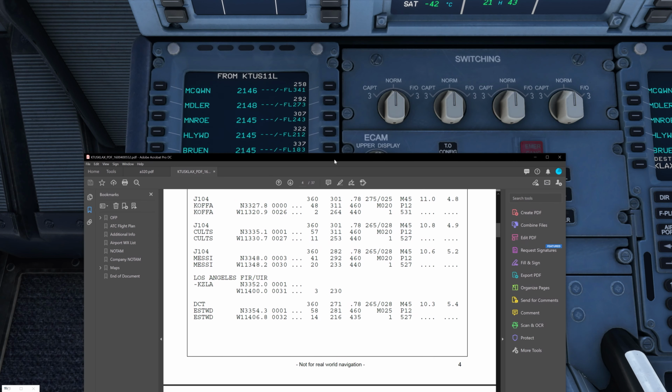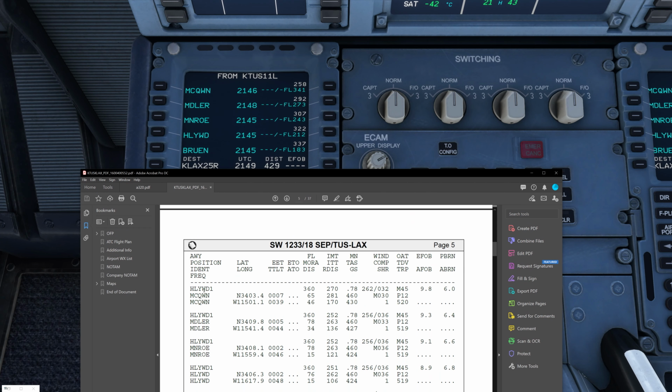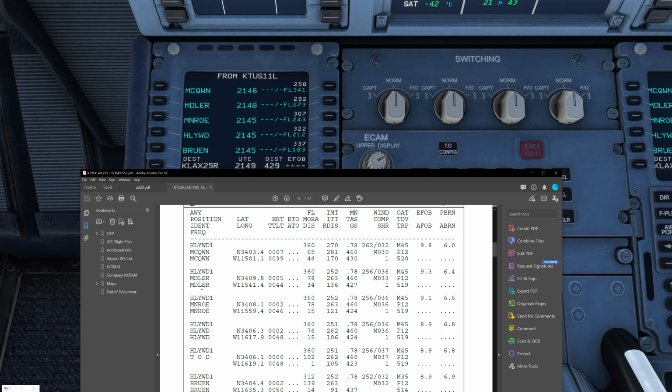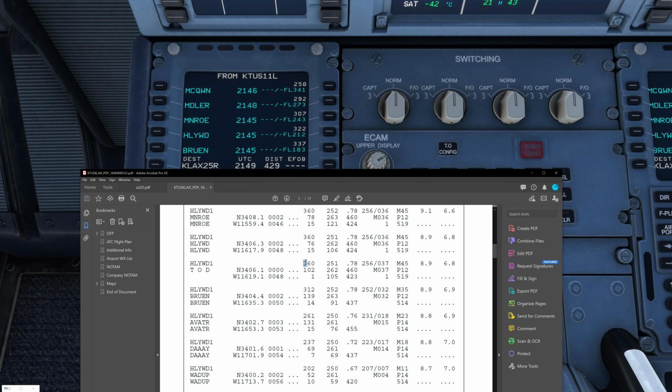Okay, let me try to scroll this down a little bit so you can see both. So we pass Eastwind. We get to the McQueen. We get through Midler, Monroe, Hollywood. And then here is where it has our top of descent, between Hollywood and Bruin. Okay, and it looks like it's just shortly after, really. If you look at the location here, the longitude and latitude, really momentarily after.